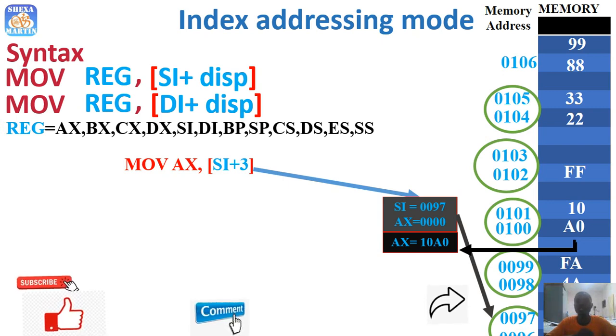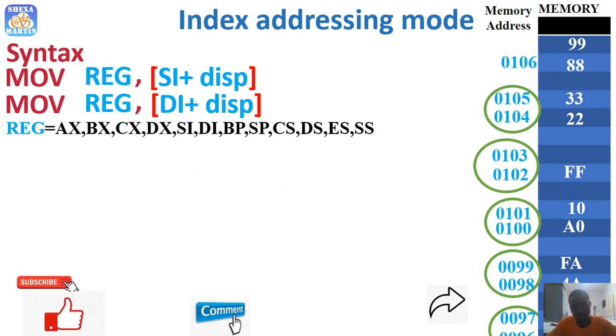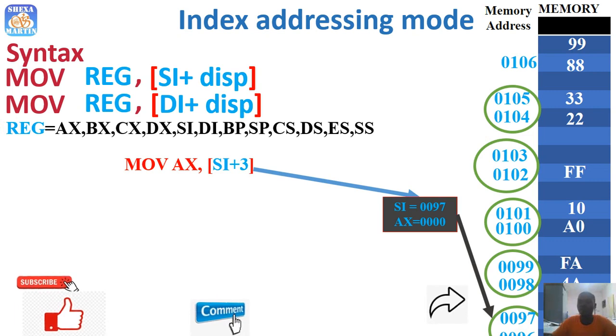So that's index addressing mode. You may choose to use only SI, or you may choose to use only DI without displacement, like we did in one of the previous lectures. I think it's the first one. So check again what happens. This is an instruction. SI has got a certain value, which is 0097, and 0097 is having 40. 40 is not the one that is being moved into AX. What is happening is that we now want to add three more steps in the positive direction. The first step, we get to 0098, 0099, and then the third step gets us to 0100, and we move the value at that address to AX.